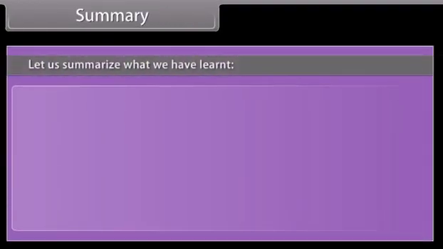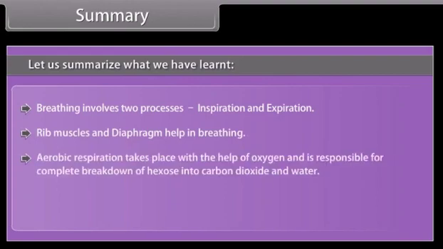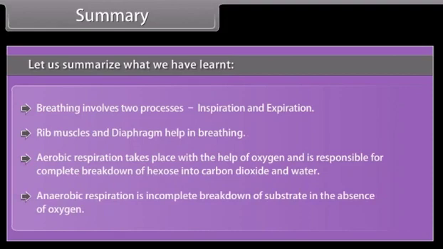Summary. Let us summarize what we have learned. Breathing involves two processes: inspiration and expiration. Rib muscles and diaphragm help in breathing. Aerobic respiration takes place with the help of oxygen and is responsible for complete breakdown of hexose into carbon dioxide and water. Anaerobic respiration is incomplete breakdown of substrate in the absence of oxygen.